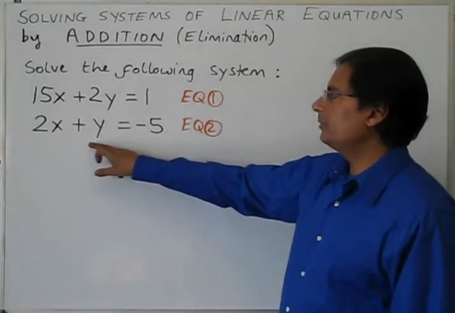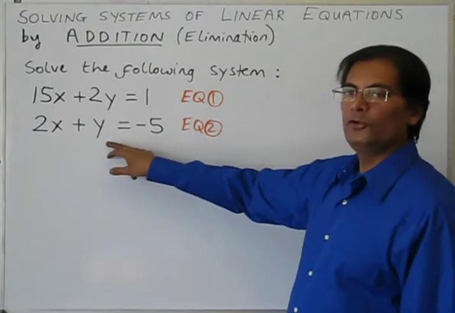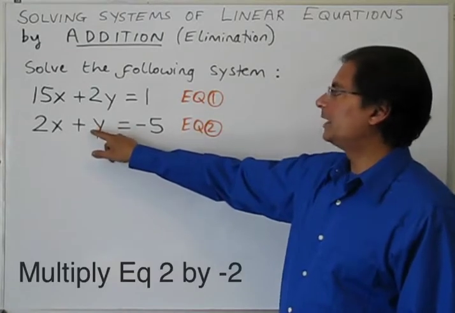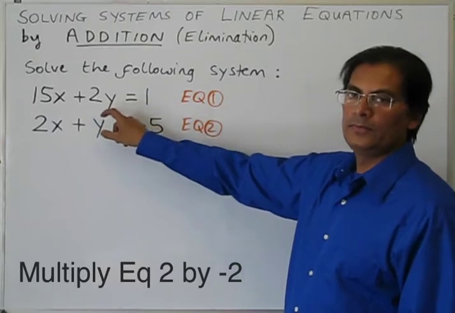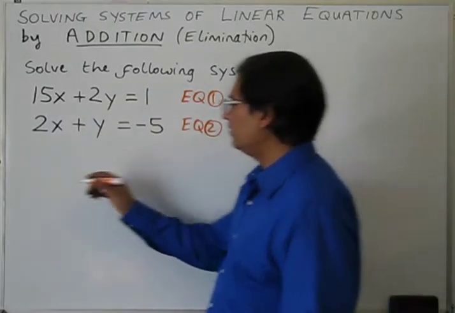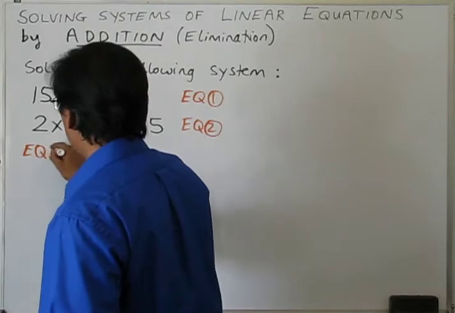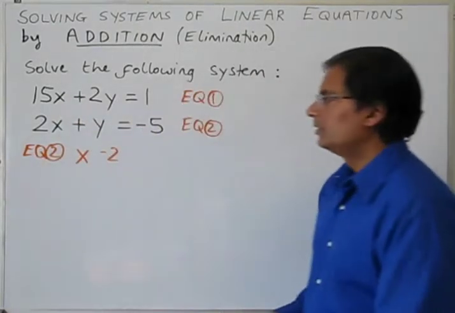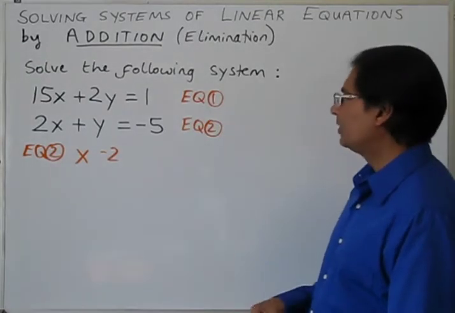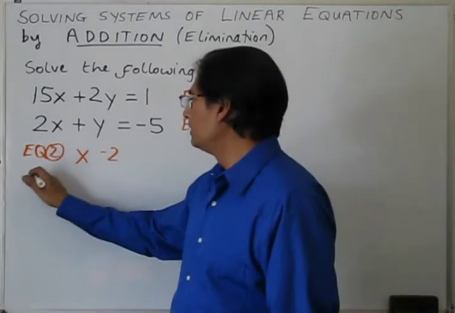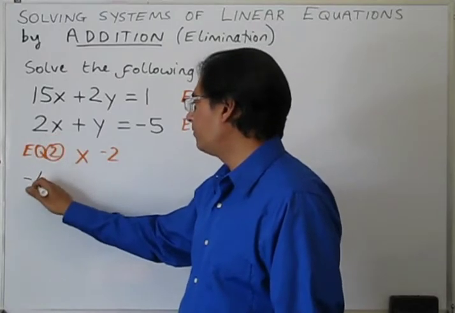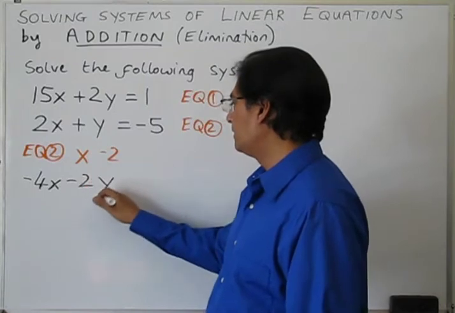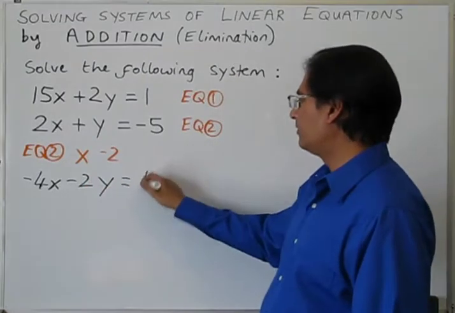I can see if I multiply this second equation by 2, or more specifically negative 2, I'd get the negative 2y, and when I add that to 2y, we get a 0. So what we're going to do is take equation 2 and multiply it by negative 2. So if we do that, equation 2 times negative 2, we'll get negative 2 times 2x is negative 4x, negative 2 times y is negative 2y, equals negative 2 times negative 5 is 10.